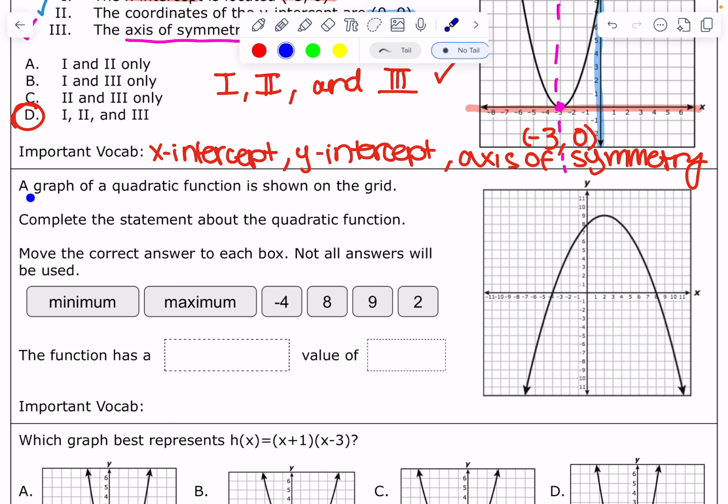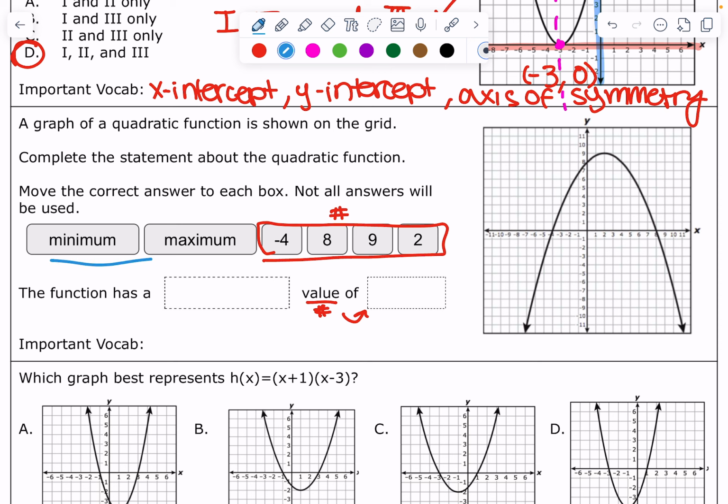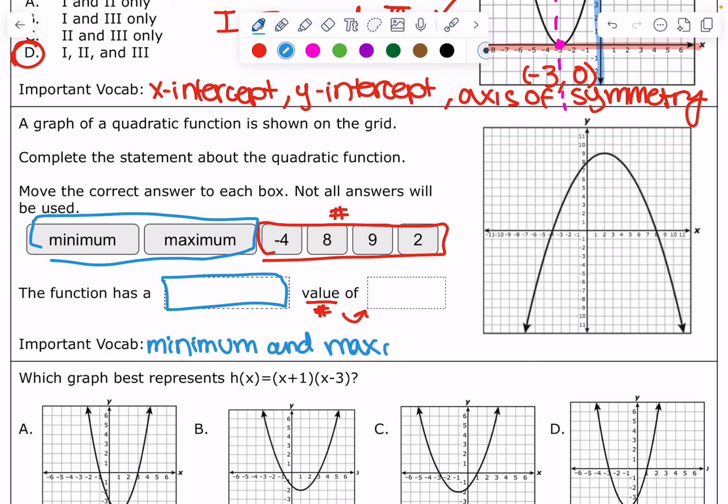For my next question, it says, a graph of a quadratic function is shown on the grid. Complete the statement about the quadratic function. Move the correct answer to each box. Not all answers will be used. We know that here we have minimum, maximum, we have some numbers. The function has a blank value of blank. So remember, value is going to be a number, and that goes in this box. So these are numbers. That means words have to go in the first box. So my important vocabulary is going to be minimum and maximum. That tells us what we are looking for.